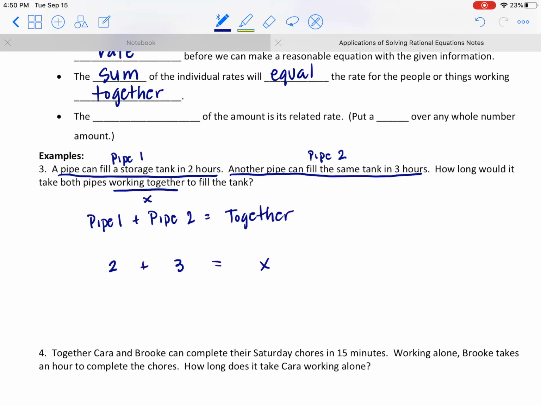Now if I left the equation like this, right? Pipe 1 which is 2, pipe 2 which is 3, and together would be X, do I get an answer that makes sense? Well, according to this simple equation, X would equal 5, so it would take them 5 hours working together.